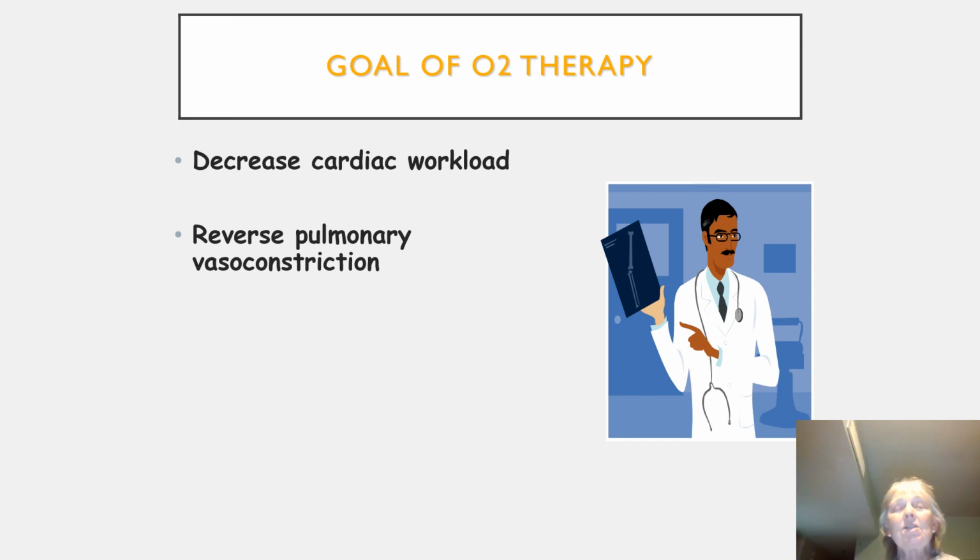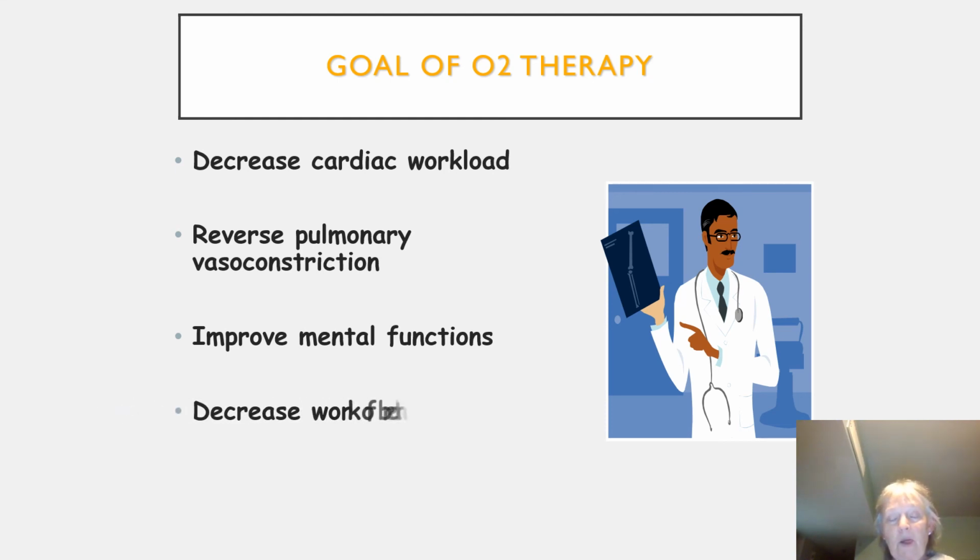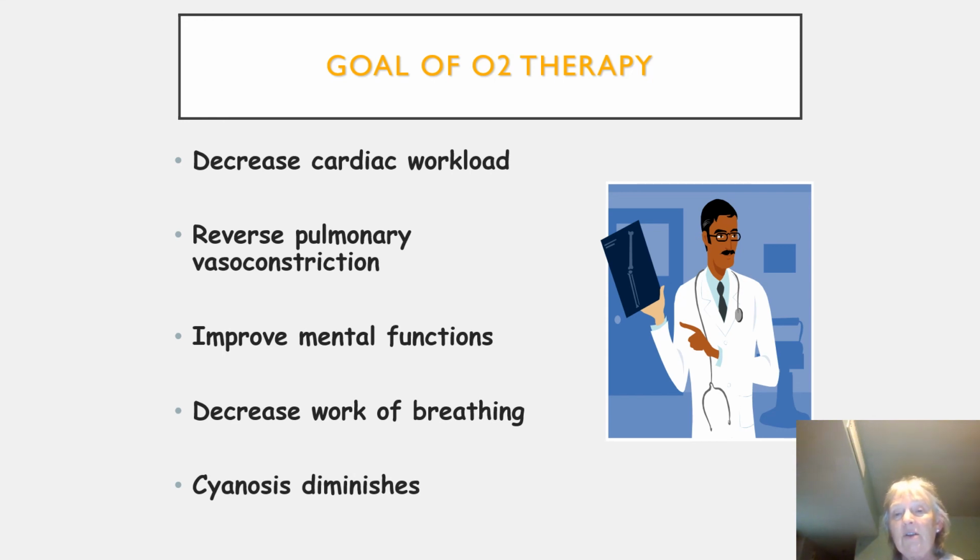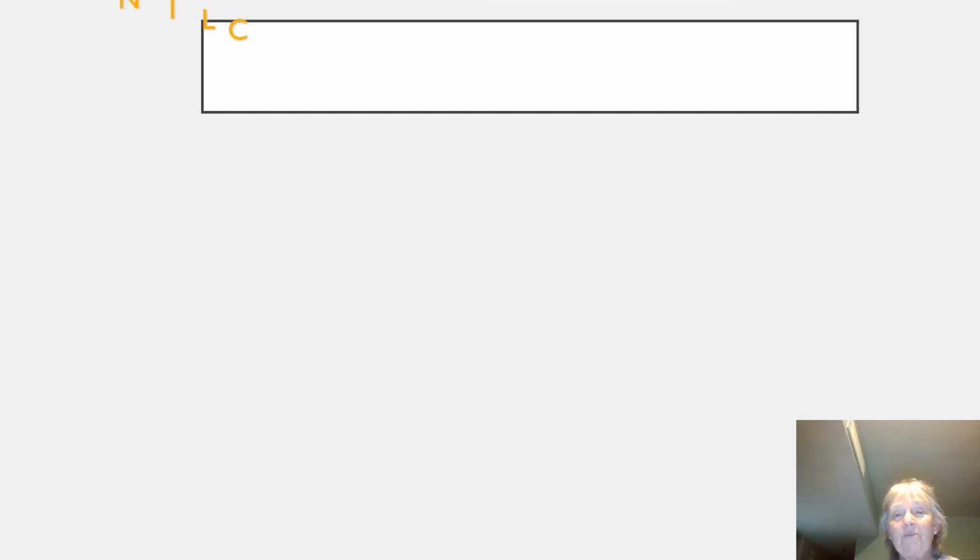So if anybody says to you, what is the goal of O2 therapy? Decrease that cardiac workload, reverse any pulmonary vasoconstriction, which means we're going to give the pulmonary system less workload. We're going to improve the mental functions. There's your neurological aspect. And then we're going to decrease that work of breathing so that you're feeling much better. And if you have cyanosis, hopefully we can resolve that for you also.